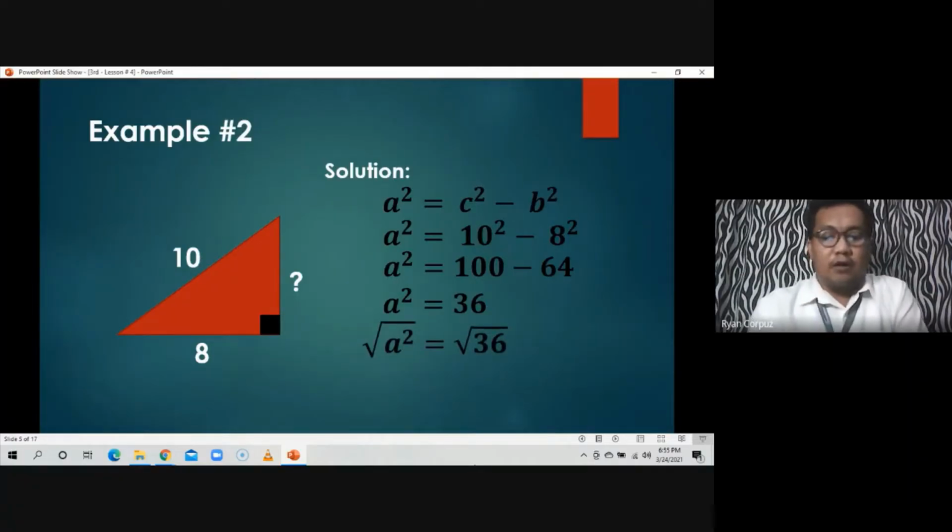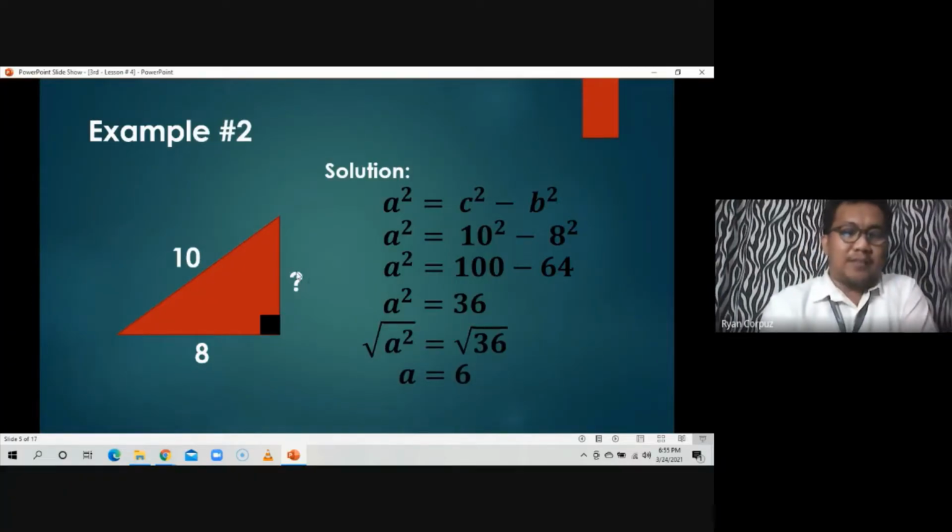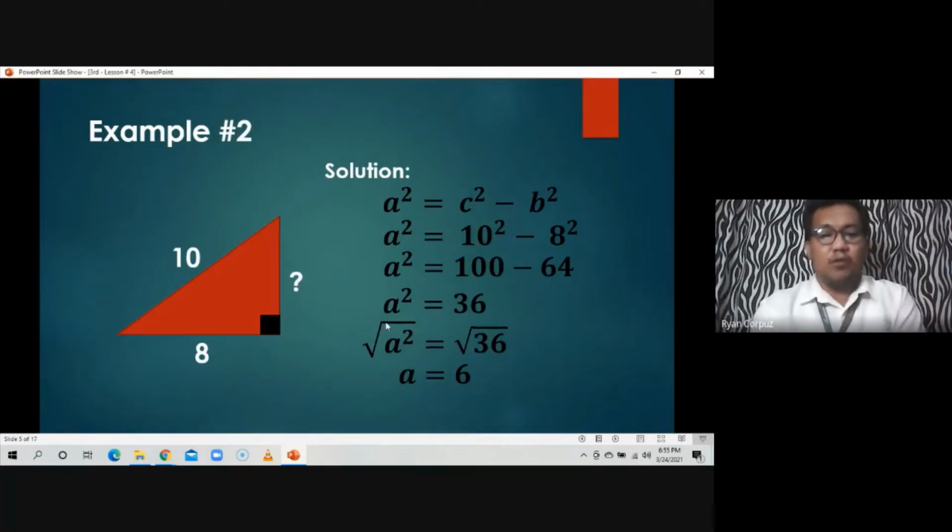So the value of A, which is the shorter leg, is equal to 6. So the measure of this side is 6. That is by using the formula that we formed about the Pythagorean Theorem. So did you get example number 2?